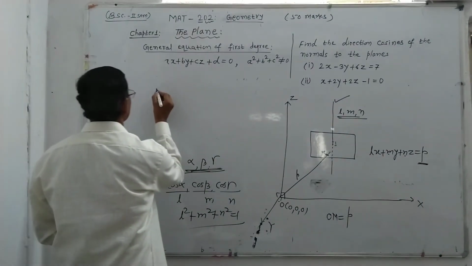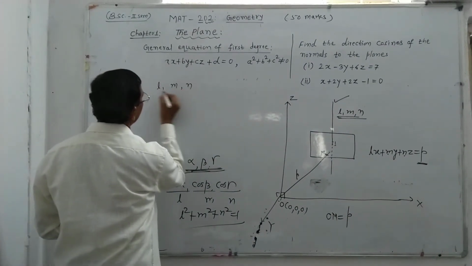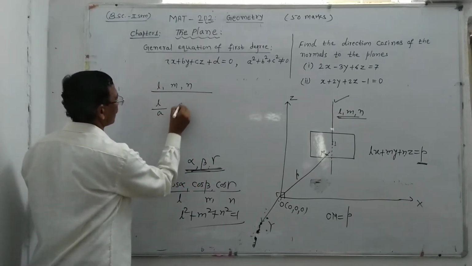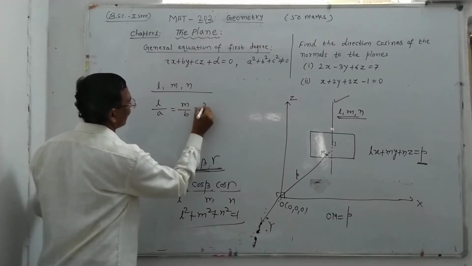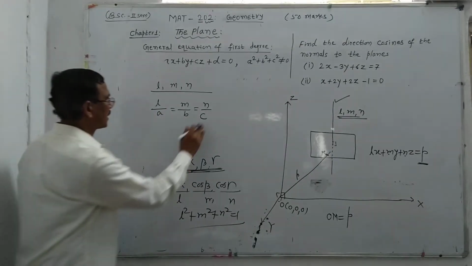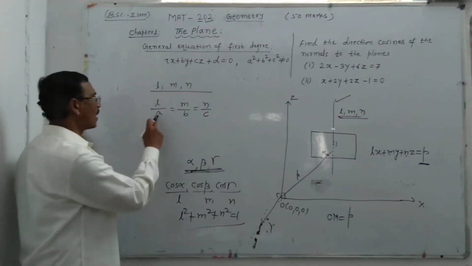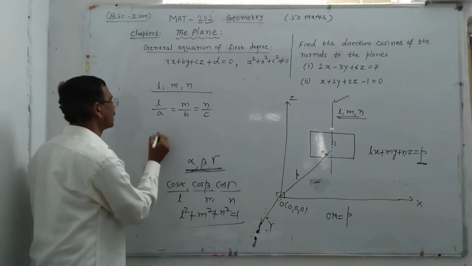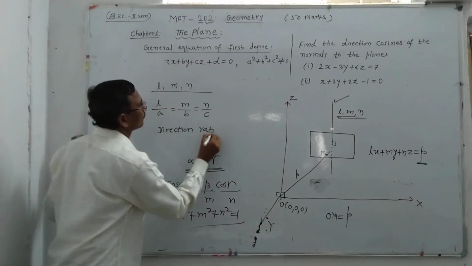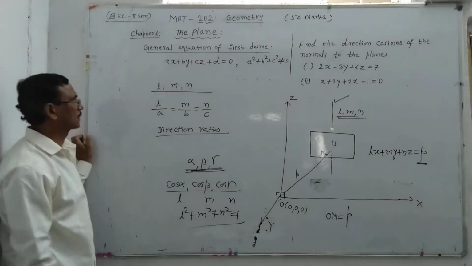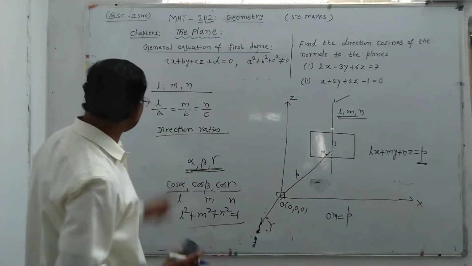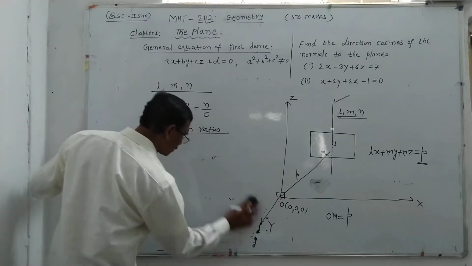If l, m, n are direction cosines, and if we have l upon a equals m upon b equals n upon c, this is small c, then the numbers a, b, c are called direction ratios or direction numbers. Okay? Now the relation between direction cosines and direction ratios is as follows.